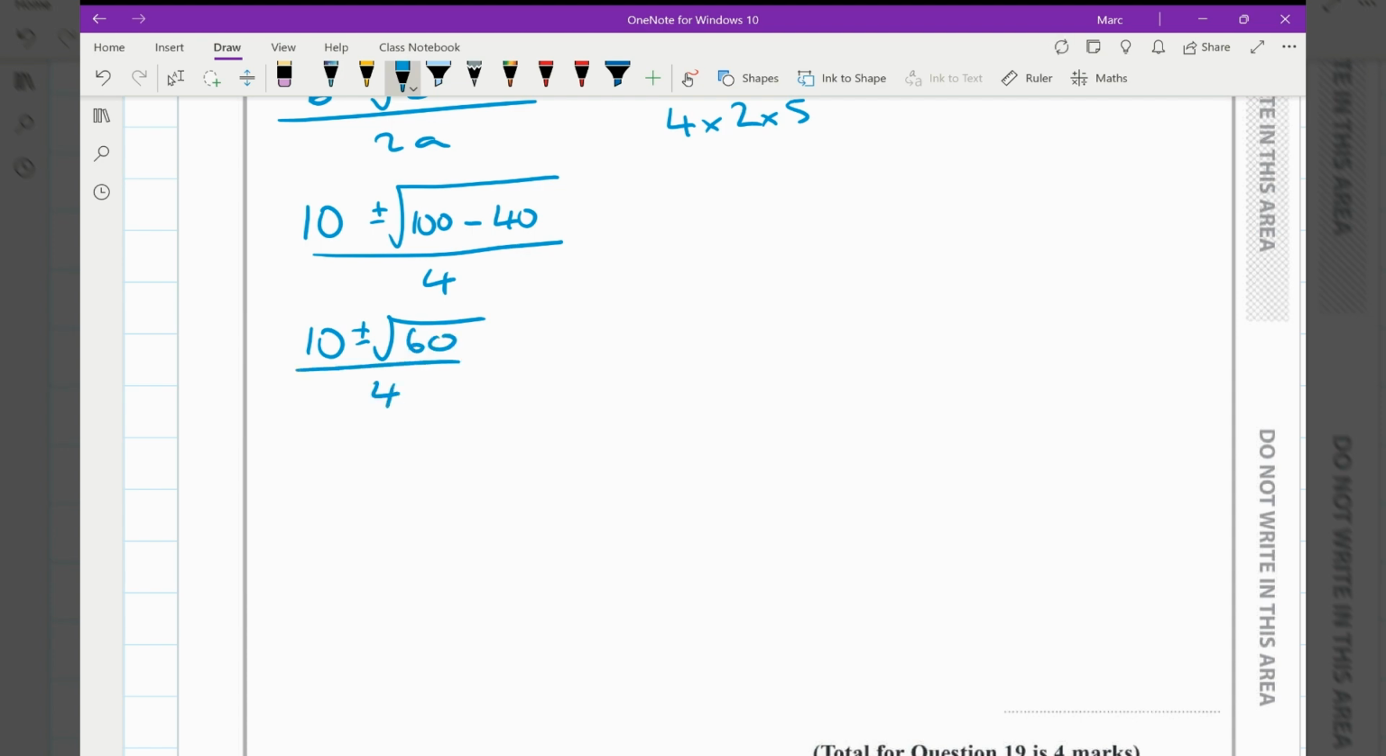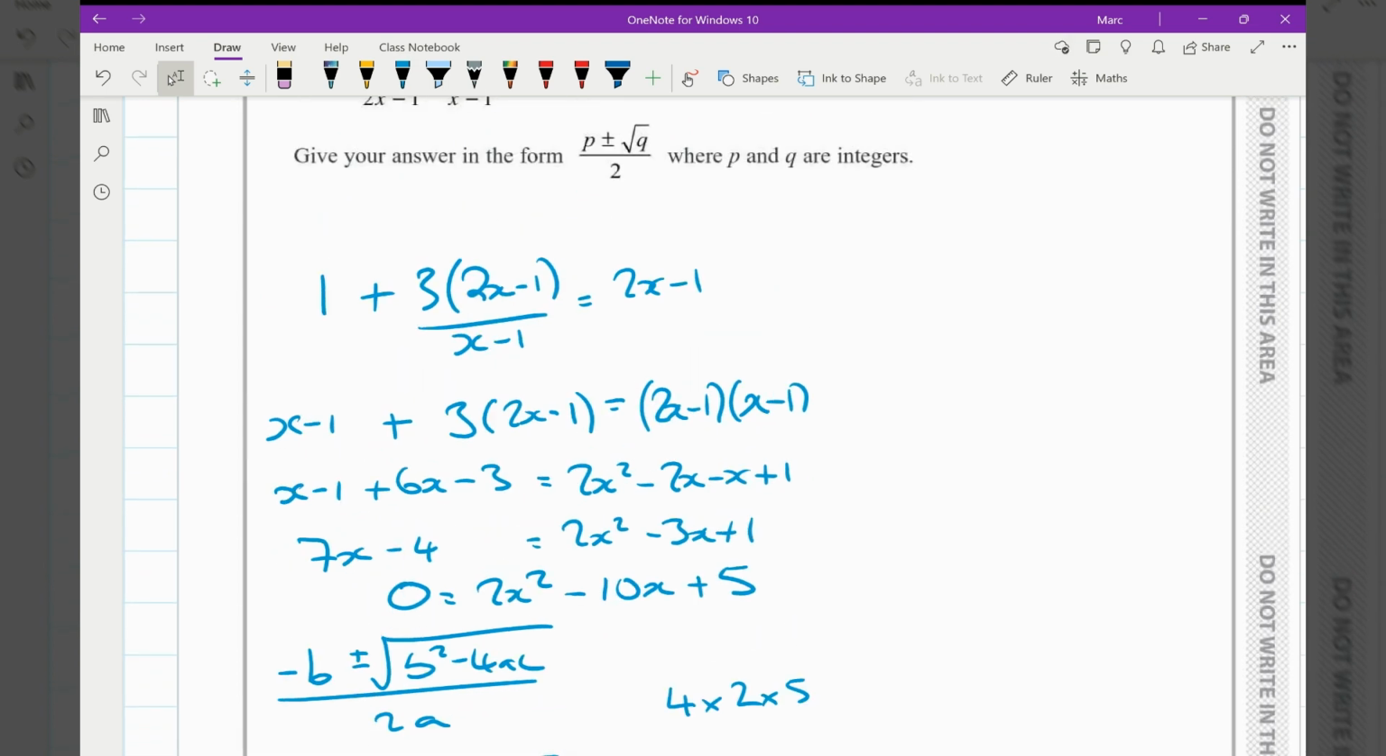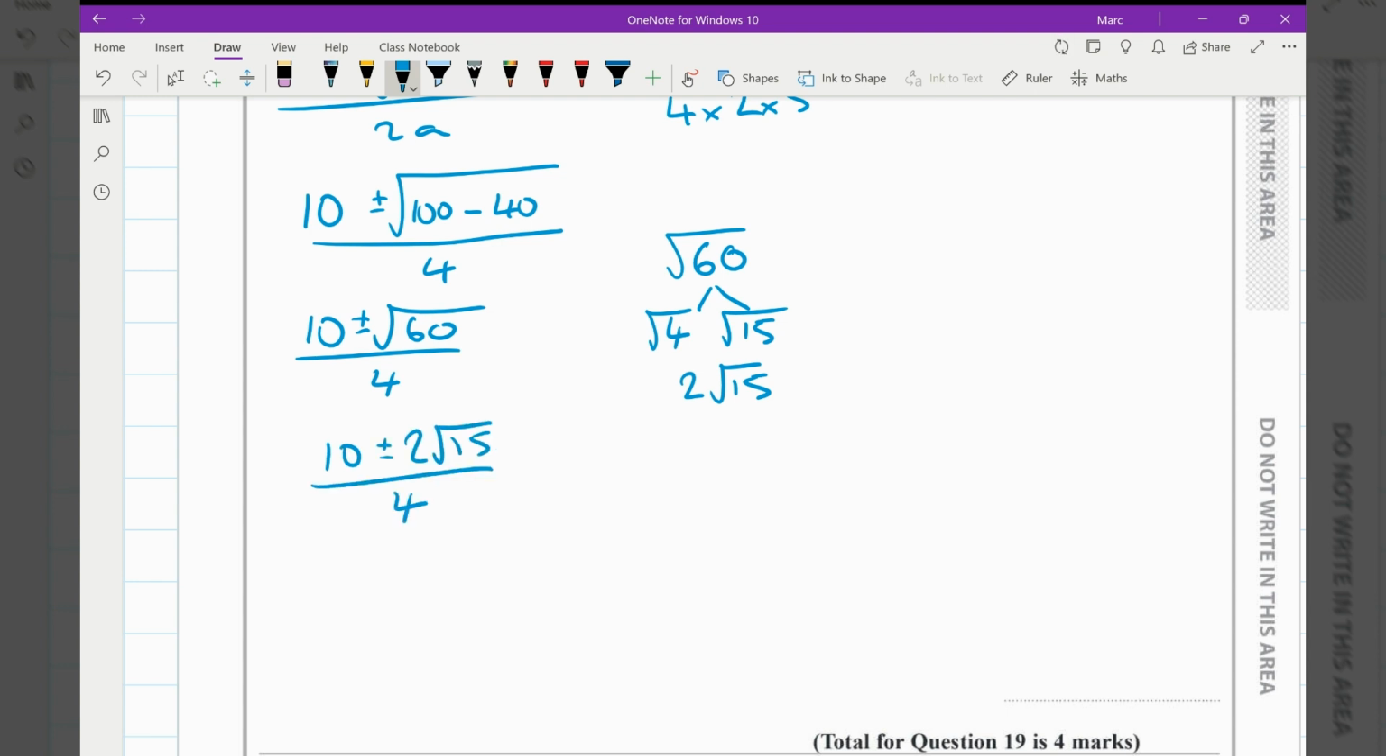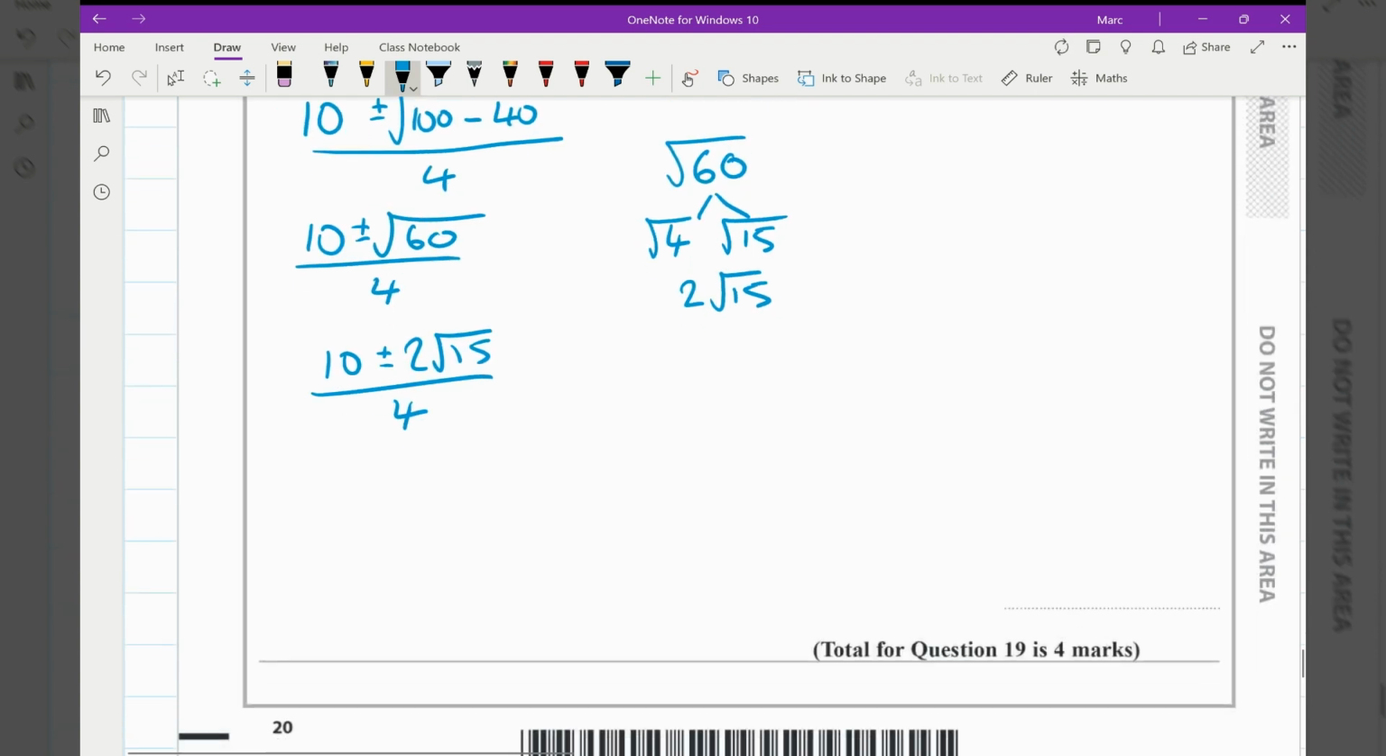Now, because our answer needs to have divide by 2, it means this root 60 must have a way of simplifying, and it does. So a factor pair of 60 is 4 and 15, which therefore means a factor pair of root 60 is root 4 and root 15. And the square root of 4 is 2, so we have 2 root 15. 10 plus or minus 2 root 15 all over 4. And then we can halve all three of these terms. So we get 5 plus or minus the square root of 2 divided by 2 is just 1 over 2, like that. And therefore our value of p is 5 and our value of q is 15.